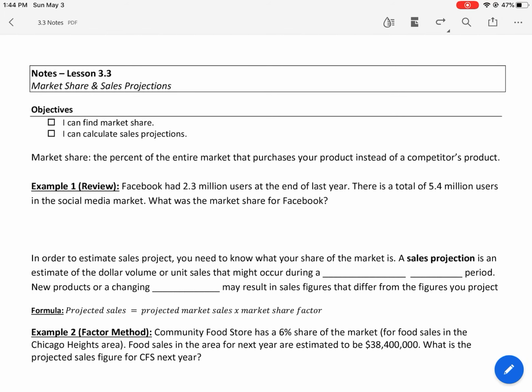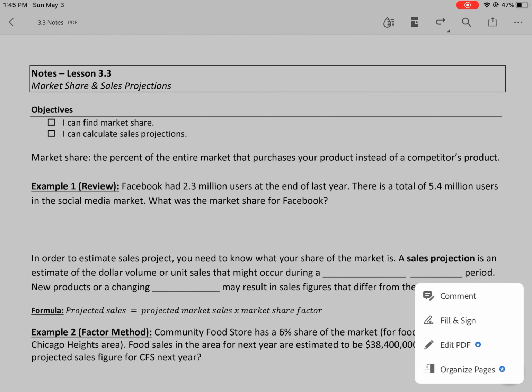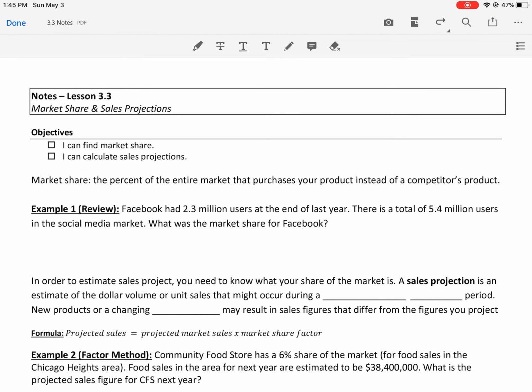Okay, today we're wrapping up Unit 3, so we're going to look at market share and sales projection. Market share should kind of be a review. We've already talked about it, right? It's the percent of the entire market that purchases your product instead of your competitors.